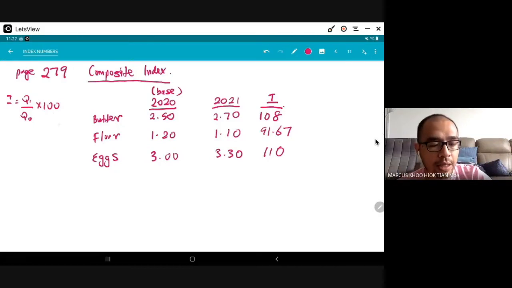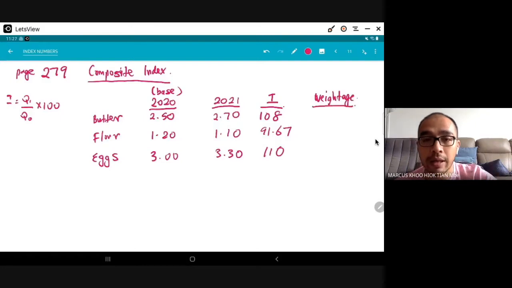Let's say you use 500 grams of butter, do you also use 500 grams of flour and also 500 grams of eggs? No, right? Obviously you don't use the same amount. There's a certain percentage, and I'm going to introduce this word, there's a certain weightage to it.